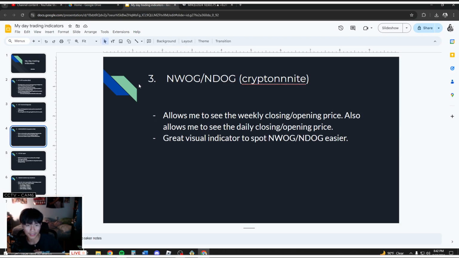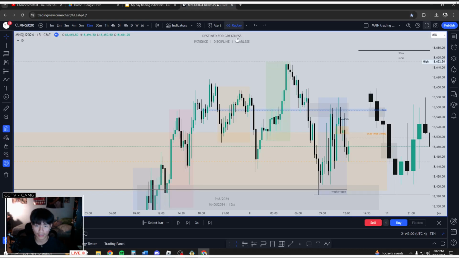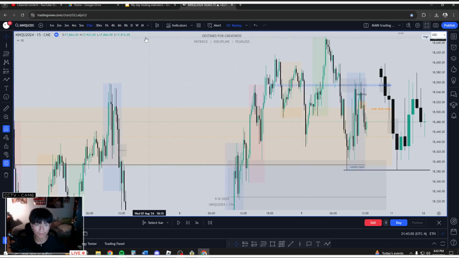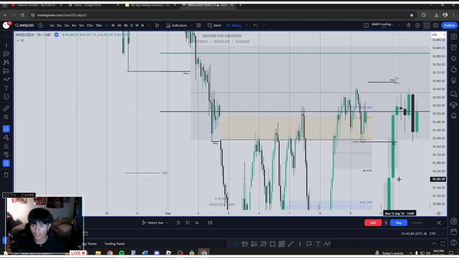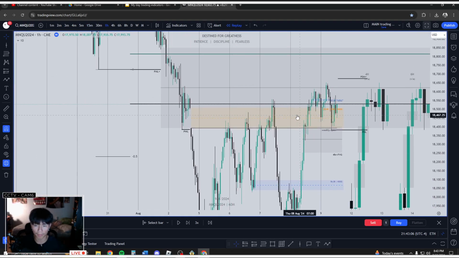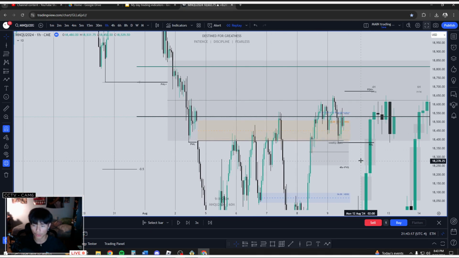third indicator that I use is an indicator called New Week Opening Gap, New Day Opening Gap by Crypto Night with 3 Ns. And let me show you guys what that indicator is like. So basically, it just highlights the new week opening gap. So this orange shaded zone here is a new week opening gap. So it's from the weekly close to the next weekly open, and that's considered the new week opening gap.